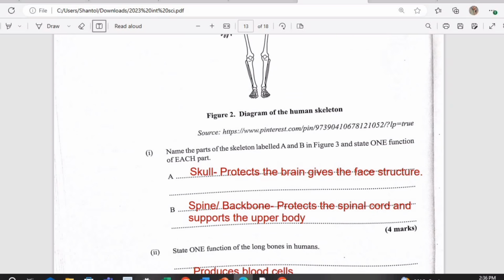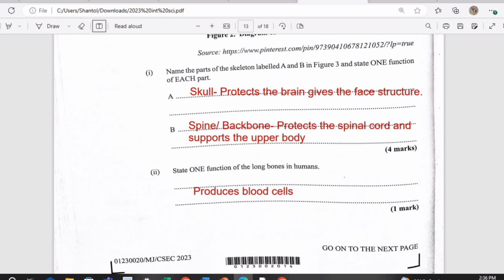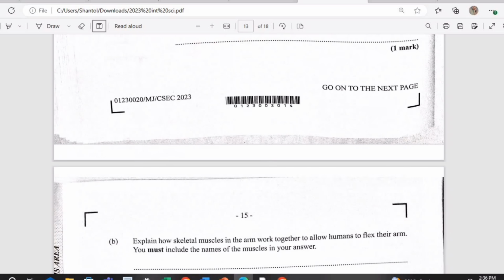Part 2 of the question says, state one function of the long bones in humans. And long bones produce blood cells. So that would be your 1 mark for that part of the question. Part B, explain how skeletal muscles in the arm work together to allow humans to flex their arm. You must include the names of the muscles in your answer. So flexing the arm, they're talking about, you know, when those bodybuilders flex, they show the muscle. So how does the skeletal muscle work to flex the arm?